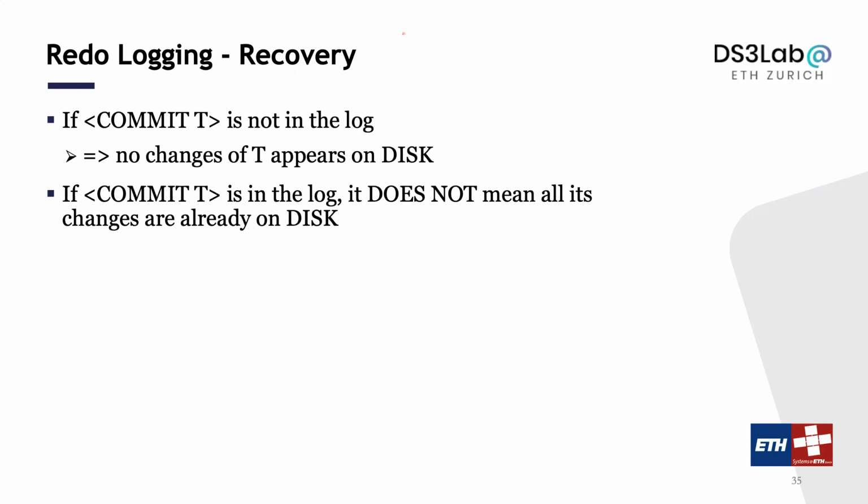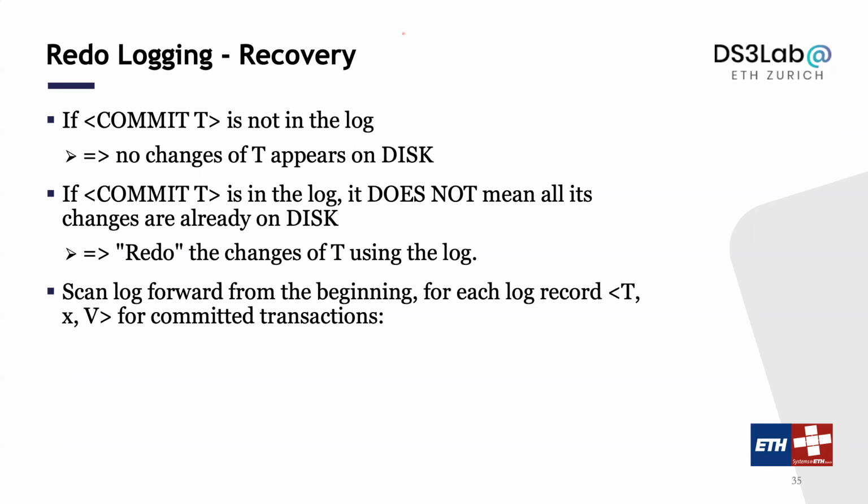If there's a commit record in my log, the caveat is that it doesn't mean all of its changes are already on my hard drive, because all the logs are there, but maybe I haven't applied all of its changes. What should I do? I already told the user it's committed, so I need to redo the changes of T.